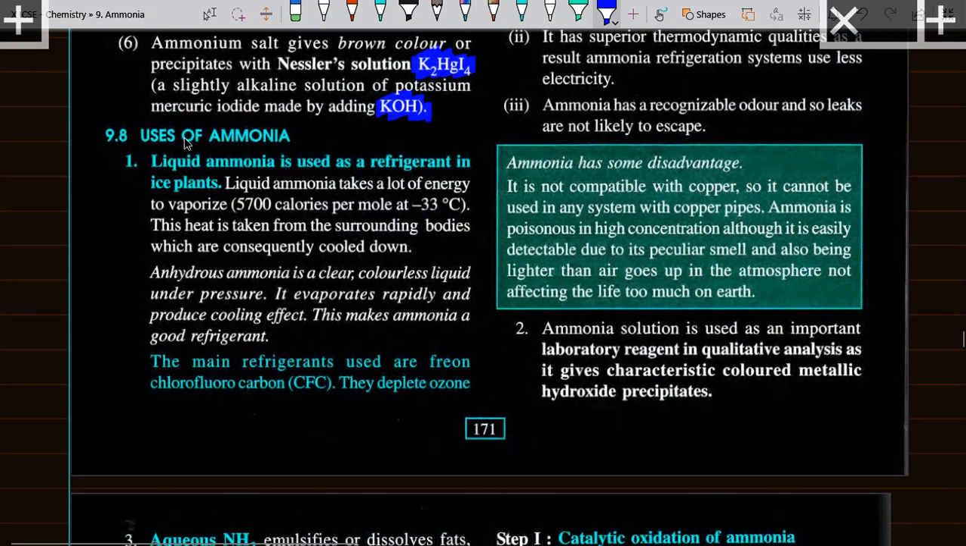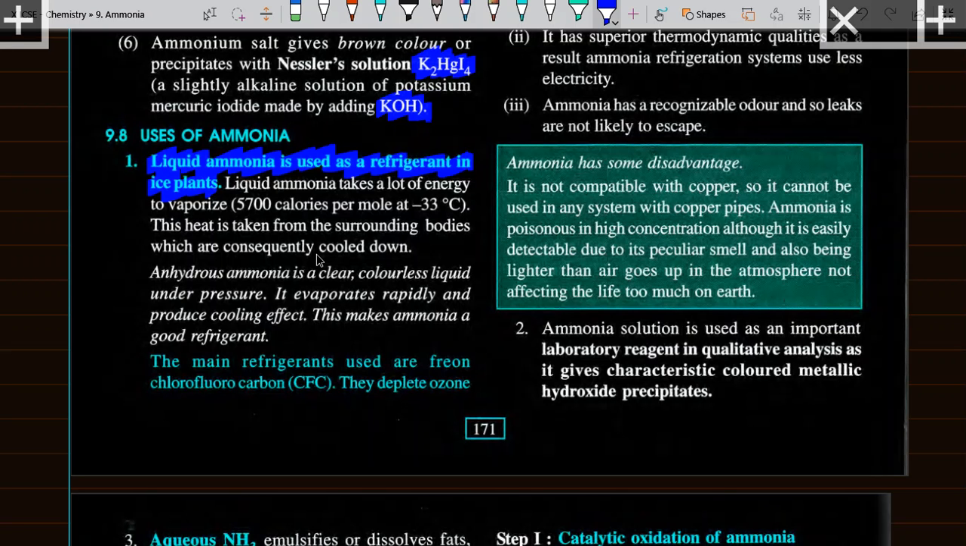Anyway, uses of ammonia. Liquid ammonia is used as a refrigerant in ice plants. So there are many ice plants where ice is made, where liquid ammonia is used as a refrigerant. Liquid ammonia takes a lot of energy to vaporize. This heat is taken from the surrounding bodies, which are consequently cooled down. So it cools down whatever the contents of the refrigerator are. This is not your home refrigerator, okay, that uses a different coolant.